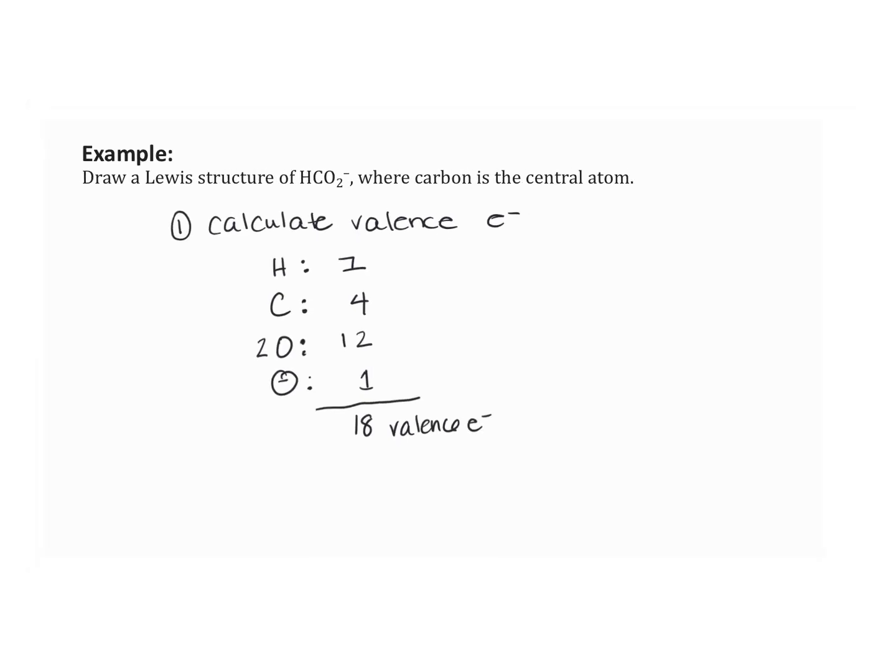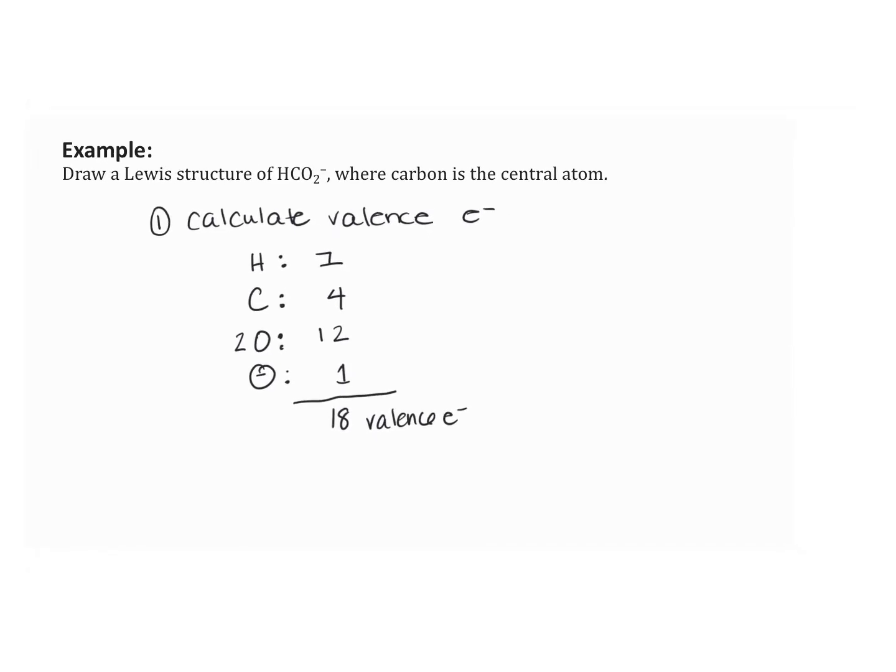And I kind of view that as our bank. Now, what we're going to do is put the carbon in the center, and attach the hydrogen and the oxygens. When we do that, we now need to subtract out the number of electrons. And so we've used 2, 4, 6 electrons for those bonds. So we're going to say, okay, minus 6, and that gives us 12 valence electrons.